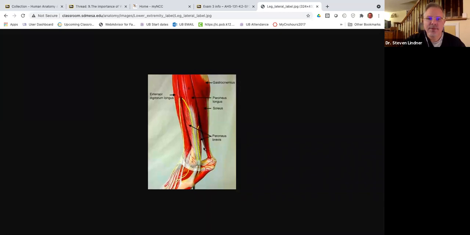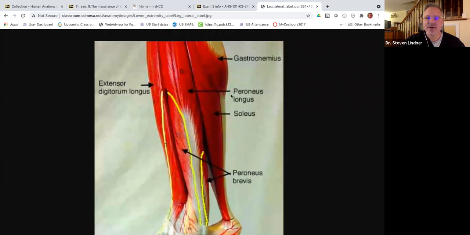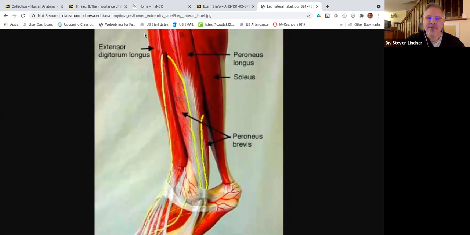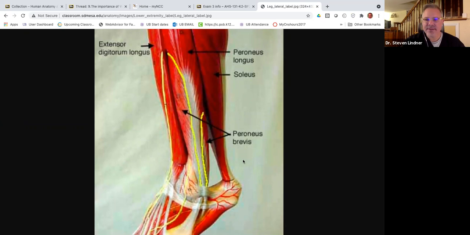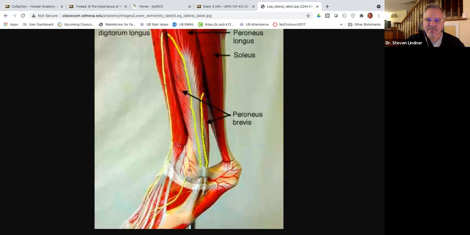Here's a close-up view again. Here's the gastrocnemius, here's the soleus, and here's a close-up view of the Peroneus longus and Peroneus brevis. So right here is the Peroneus longus, and then on this side and on this side is the Peroneus brevis. So right here, this tendon is the Peroneus longus, and this tendon here is the Peroneus brevis.